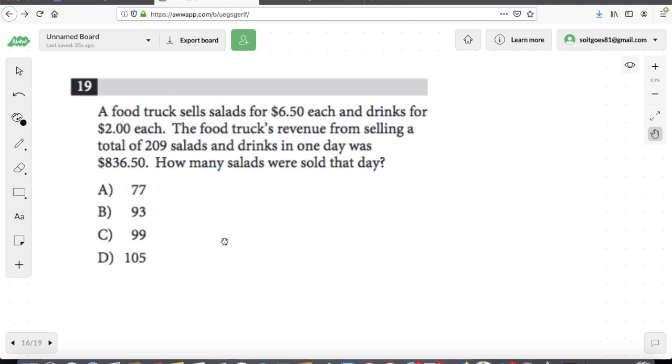Okay, Caden, this is a system of equations question. Is that obvious or no? I mean, you've seen systems of equations word problems before, in Algebra 1, Algebra 2, certainly. This is a classic systems of equations question. You've got two unknowns, the number of salads and some number of drinks, and they're giving you enough information to create two equations.